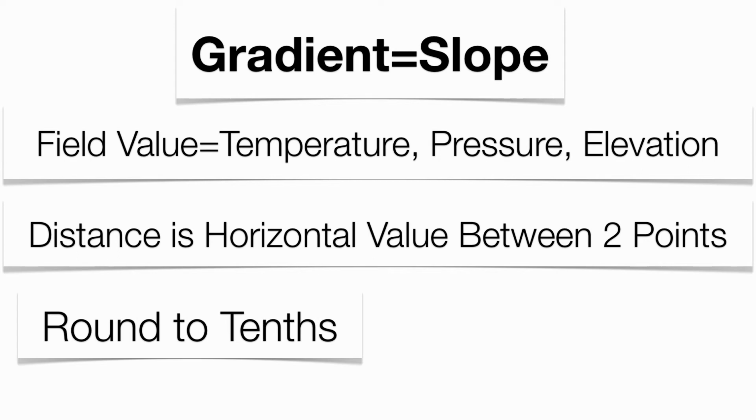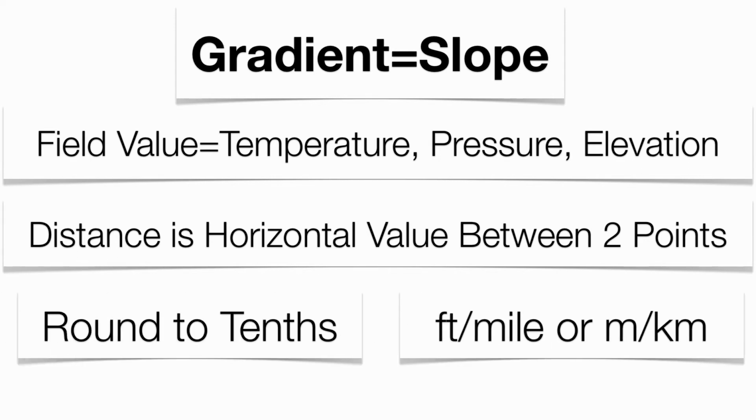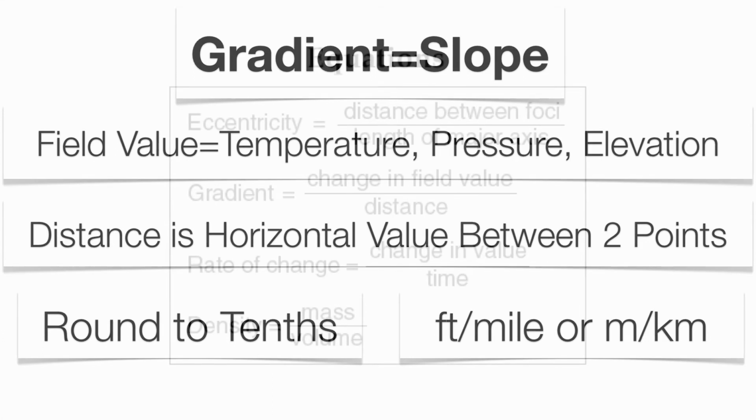What will happen here, very important for you to round to the tenths, and a very common gradient or a very common slope unit is going to be feet per mile or meters per kilometer. So those are going to be ones that are very important. So when you talk about field values, a lot of times you're going to get elevation, but in many cases you can also measure the gradient of temperature and pressure as well. So the units I gave you here are distance values.